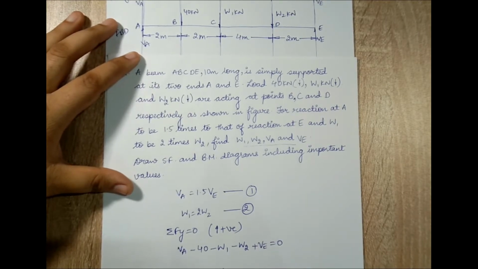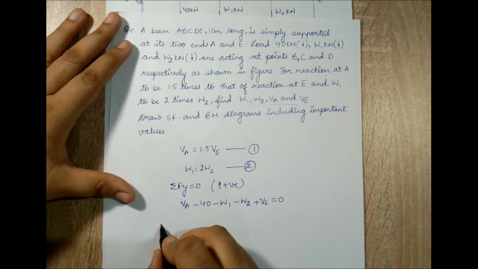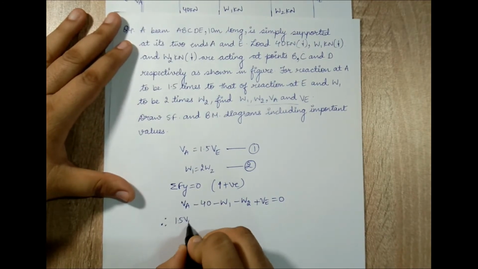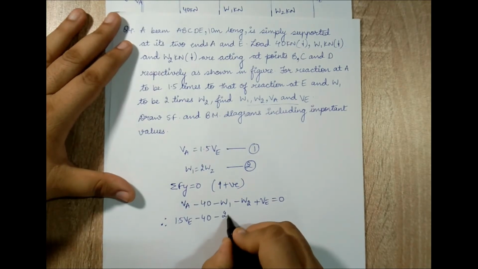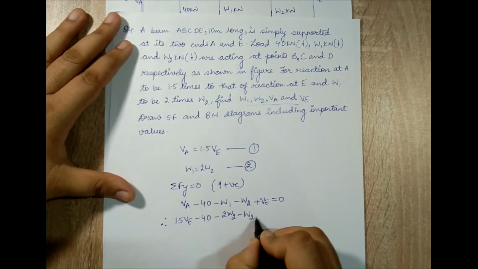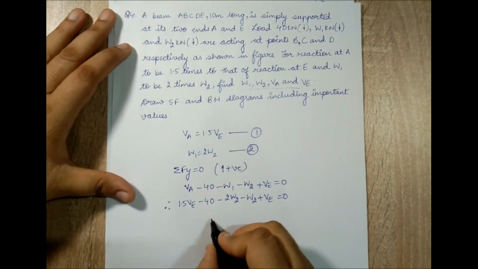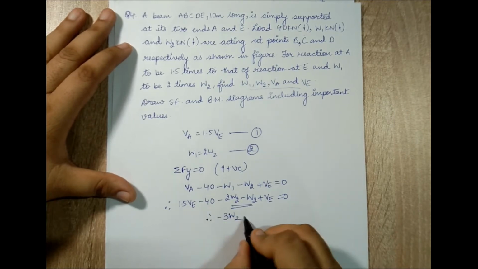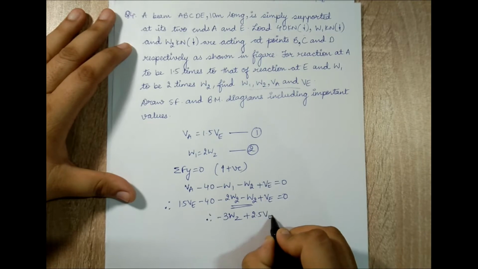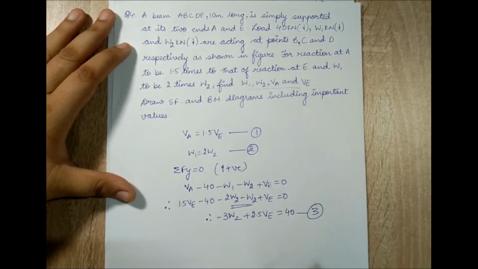Now here I will be converting this 4 variable equation into 2 variable equation. I have 2 equations over here. So here I'll write down VA is 1.5 times VE, minus 40, minus W1 is twice W2. Here I have W2 and VE. So I'll just rearrange these terms. So I get minus 3W2 from here and I have plus 2.5 VE is equal to 40. This is my equation number 3.